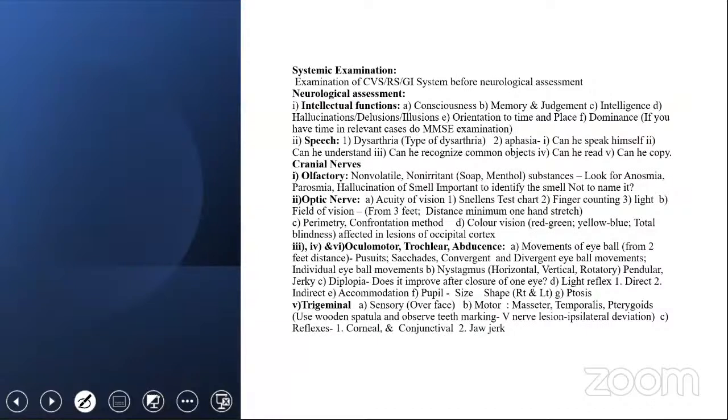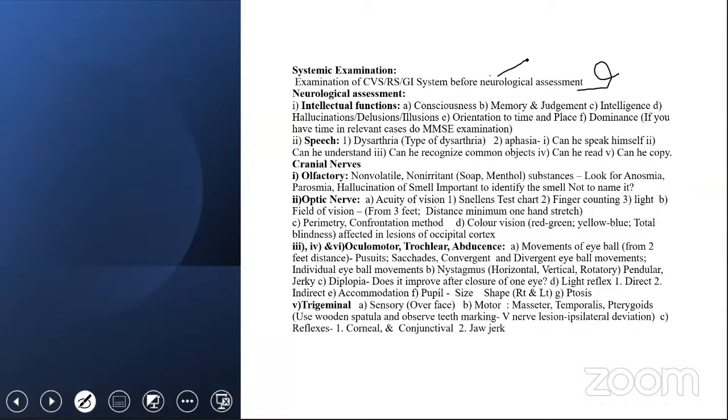Then you have to do the systemic examination of the cardiovascular, respiratory, and GI systems before the neurological assessment, because neurology suffers dysfunction from these systems. So first, rule out any dysfunction there, and then go to neurology. Start with intellectual function, where you will assess consciousness, memory and judgment, intelligence, hallucinations, delusions, orientation to time and place, dominance.